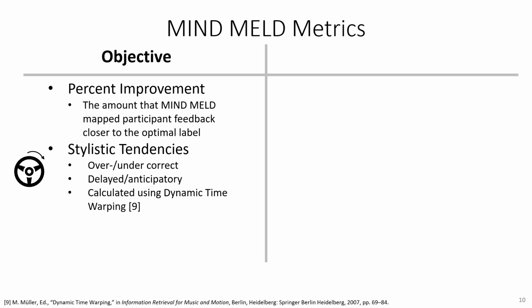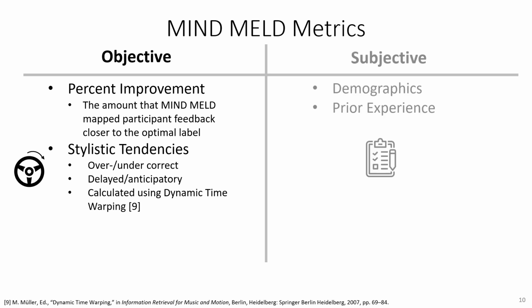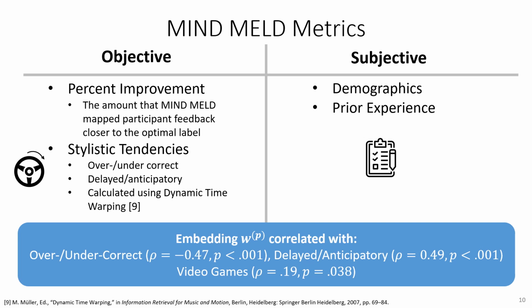We used dynamic time warping to temporally match the participant's feedback signal and the ground truth signal. We also collected demographic information such as age and gender and a participant's prior experience with driving and video games. We found that a person's embedding correlated with how much a person over or under corrected, the amount that their feedback was delayed or anticipatory, and their experience with video games.